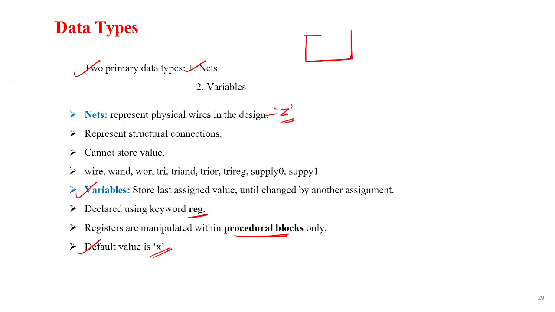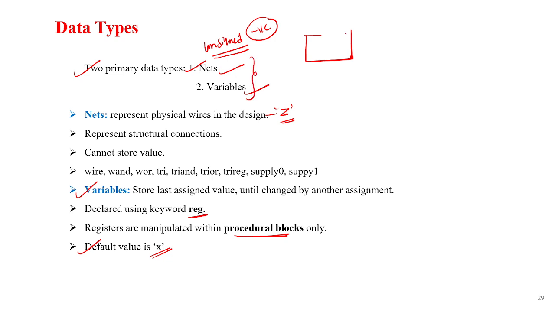These net data types and variable data types are unsigned data types. Unsigned data type means when you give a negative value, it will display in terms of 2's complement, but the value will be positive only. These are unsigned data types.